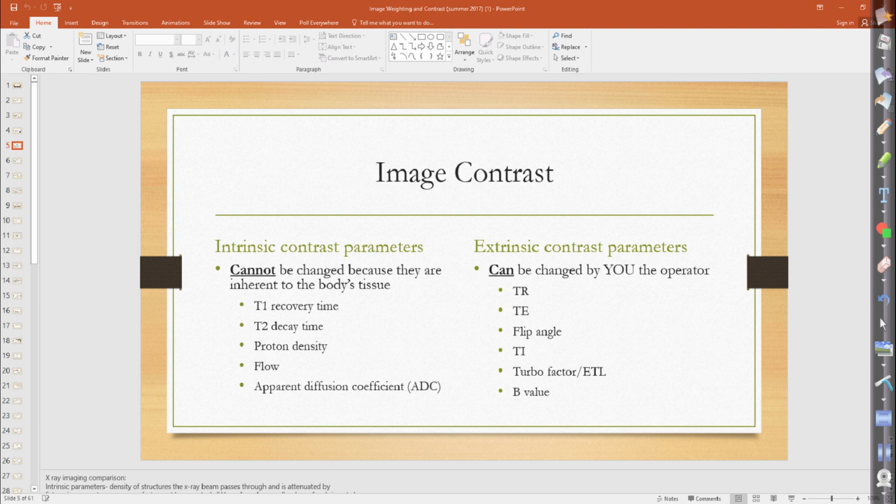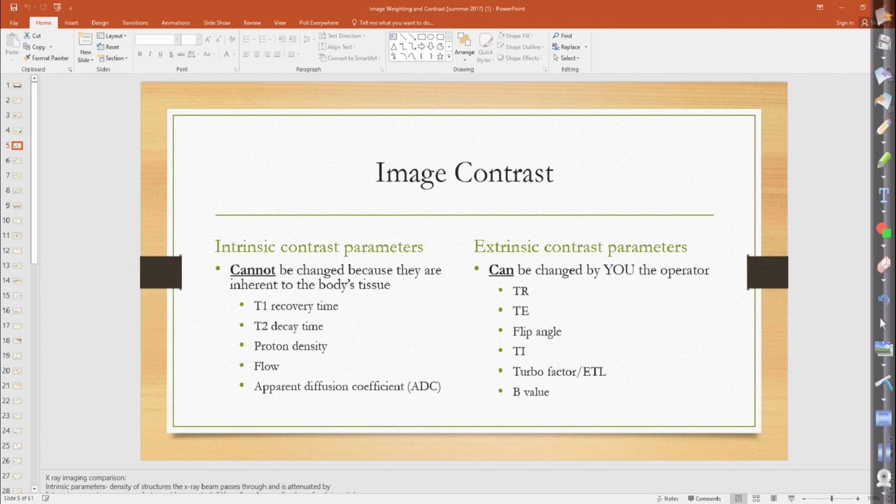So we also talked about these parameters a little bit in more detail. And we discussed intrinsic contrast parameters and extrinsic contrast parameters. So which ones can you manipulate and which ones can you not? Extrinsic, you can manipulate. Intrinsic, you cannot. Good. So those are inherent to the body's tissues. And some examples were T1 recovery, T2 decay, proton density, also called spin density, flow of CSF and of blood, and then the apparent diffusion coefficient. So how quickly or slowly or sometimes even restricted water diffuses throughout those molecules.